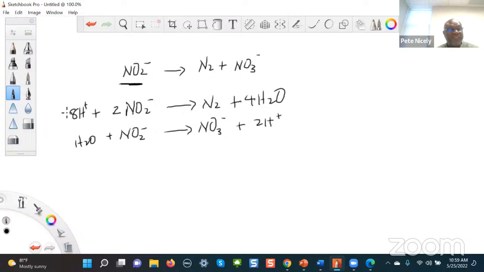So I'll add 6 electrons to this side. And for this equation here, we have minus 1, 2 minus 1, that's plus 1. So I would add 2 electrons to this side. And to make sure the electrons are the same, what I would do is multiply this equation here by 3.